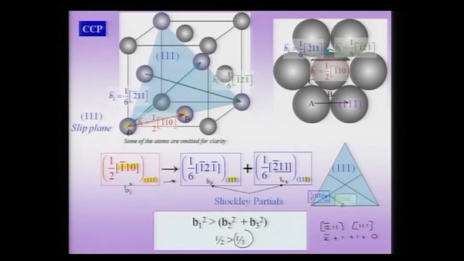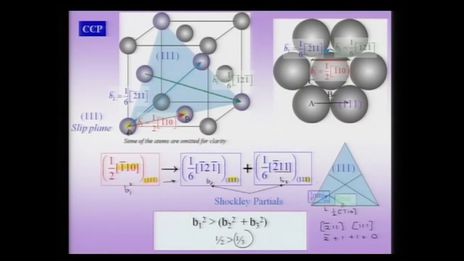Now, if I superimpose on this the other two vectors, b2 and b3, the b2 vector will be the blue vector, which is 1/6[21̄1], and it is shown in this triangle also. So, this is now my red vector, which is 1/2[11̄0], and it is splitting into two partials, the blue vector and the green vector, which have 1/6⟨121⟩ kind of indices.